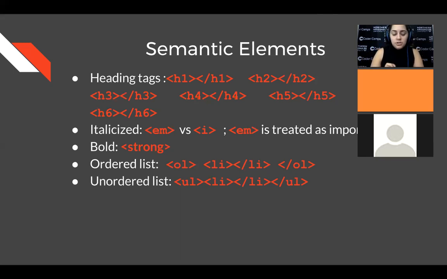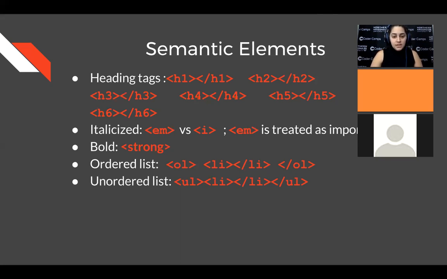That's more visible to a visually impaired user. So italicized, for us, looks the same, right? It's just going to be italicized text, but EM is going to be treated as important content. For bold, you're going to use strong.